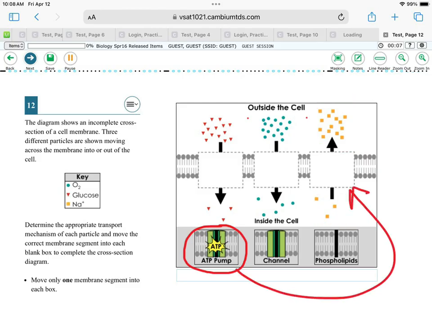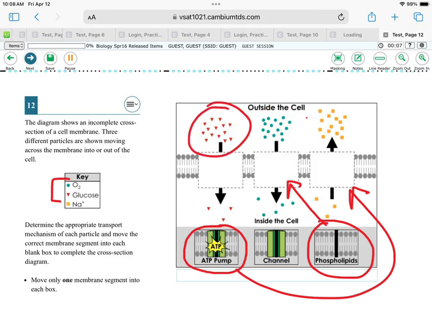So that would be our ATP, our protein pump. Now we've got 2 that are just diffusing straight across. One is right across the phospholipids, and one is going through a channel. The key tells us that this is oxygen, and we know that oxygen is tiny and can diffuse directly across the membrane. So that's going to be our oxygen.